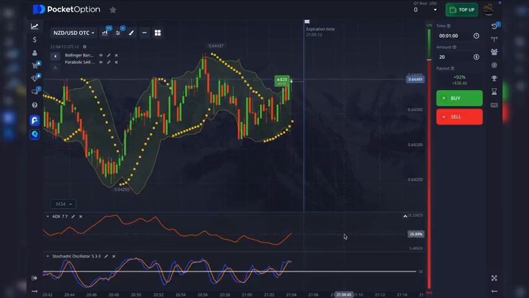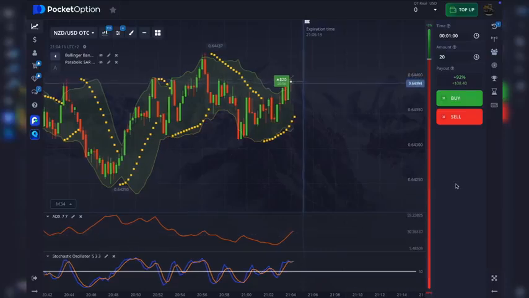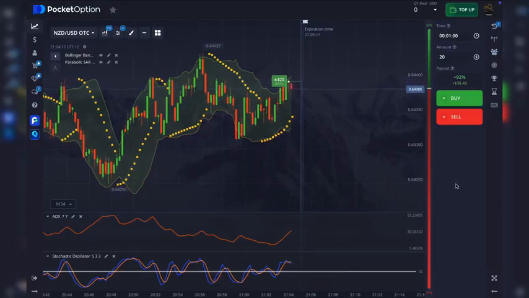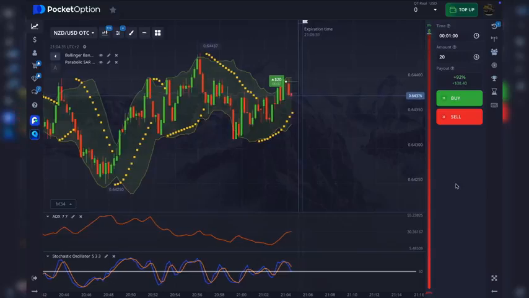Alright, now let's move on to the trades. I'm opening my first trade for an up movement, and here's how I decide when it's a good time to enter a trade. First, I look at the ADX indicator. We need it to show a value above 20. That means the market is moving strongly enough, and it is a good time to trade.